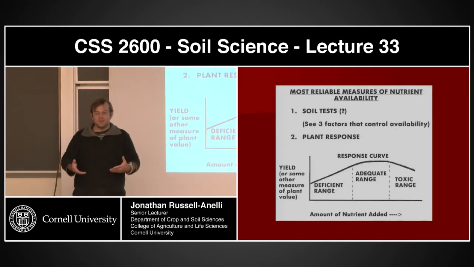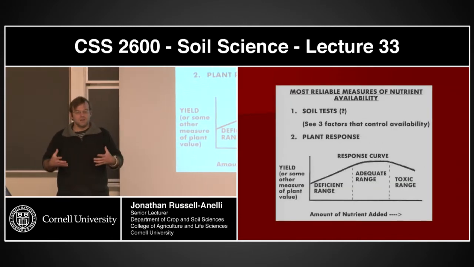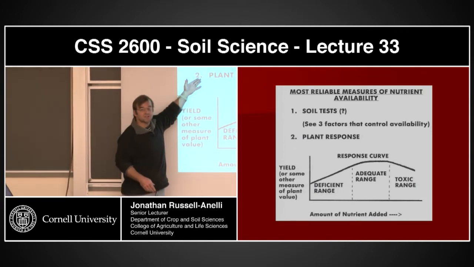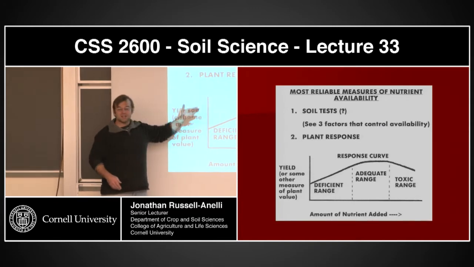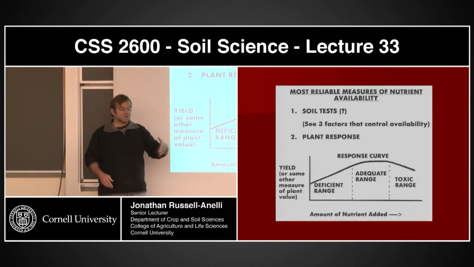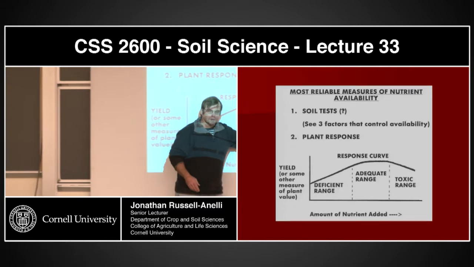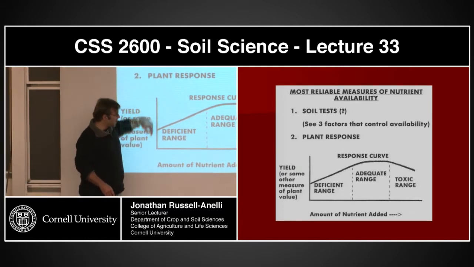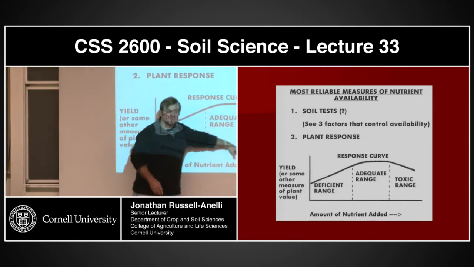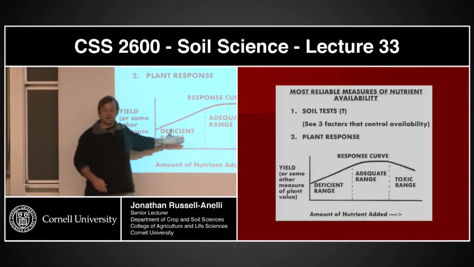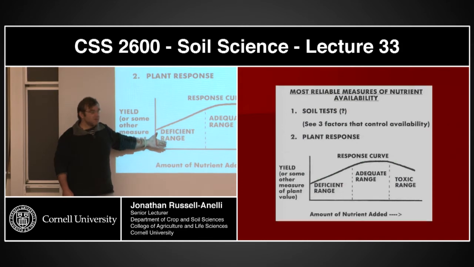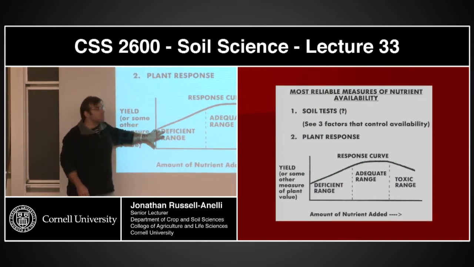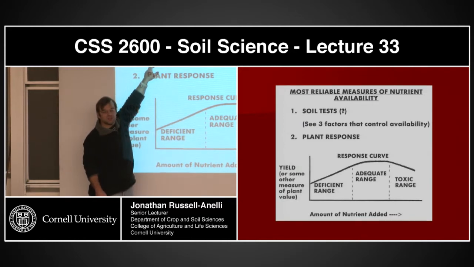The second way we can figure out what's going on, or an assessment of nutrient availability, is the plant response. I can put a plant in the soil, I can give it various amounts of nutrients, and I can look at its response to that soil and the amount of nutrients that I add. These are field trials. We do this all the time. And this is basically the basis for many of our interpretations of these soil tests.